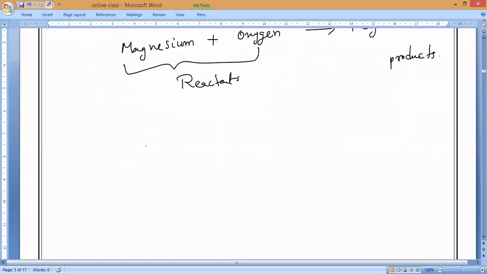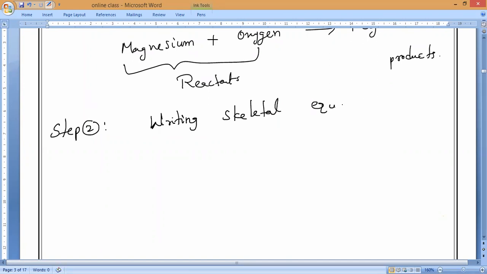Next, step two, writing skeletal equation. Everywhere you have to follow this. What do you mean by skeletal equation? Unbalanced equation. Yeah, simply you can say unbalanced equation. So why should we balance the chemical equation? Because the law of conservation of mass should be satisfied. The chemical equation must be balanced. That is the importance of balancing a chemical equation.